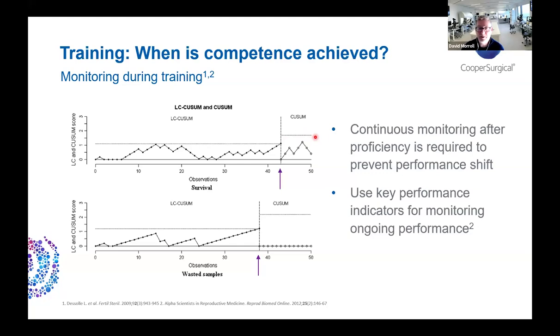There is another paper that looks at embryo transfers, for example, that shows that clinicians who don't do transfers for a period of 2 weeks lose their competence. We don't talk about that too often.